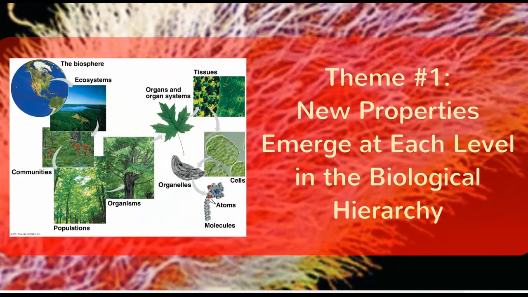Our book divides concepts in biology into themes. These themes will reappear throughout our material, but for Chapter 1, we will use them to discuss the basic concepts of biology. Our first theme is new properties emerge at each level in the biological hierarchy. This means that we can observe new properties at many different levels of a biological system.